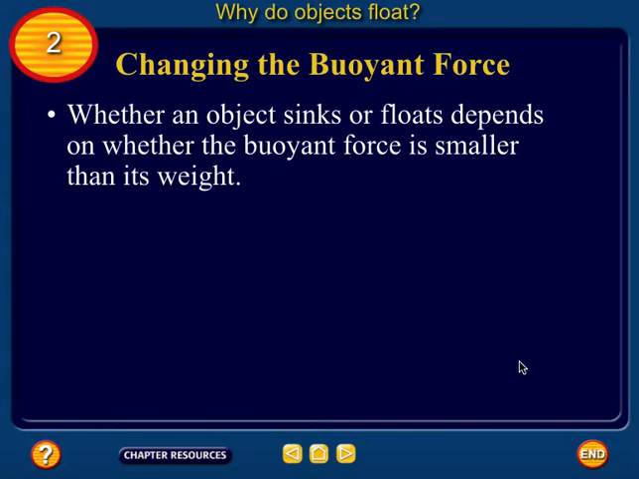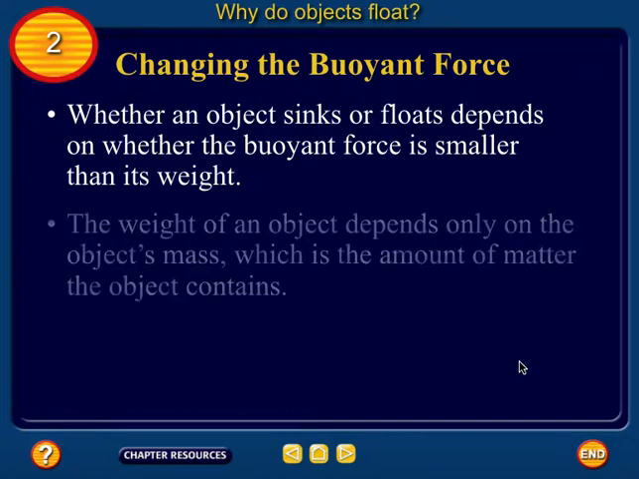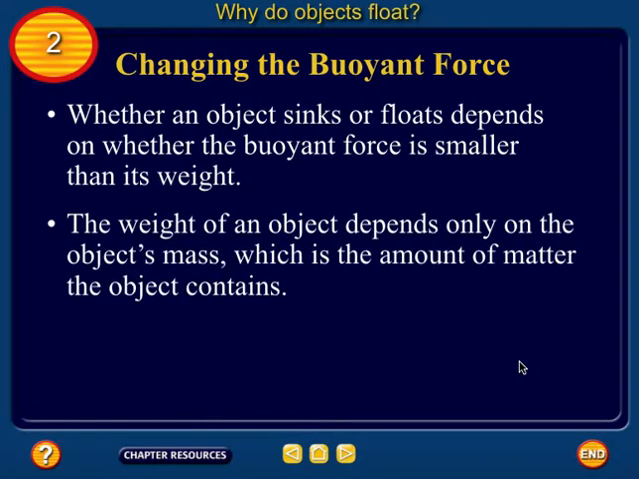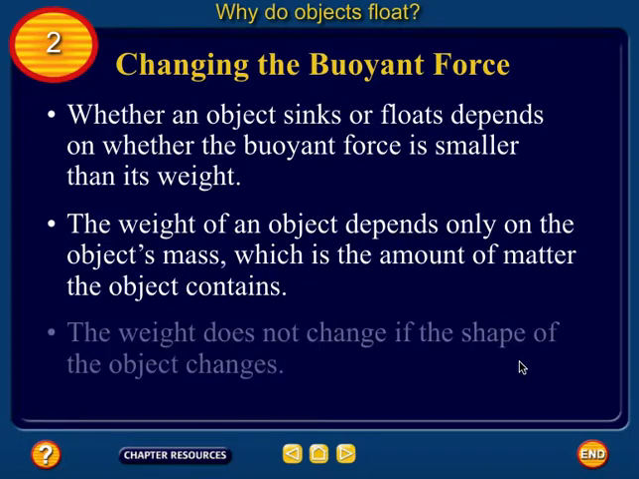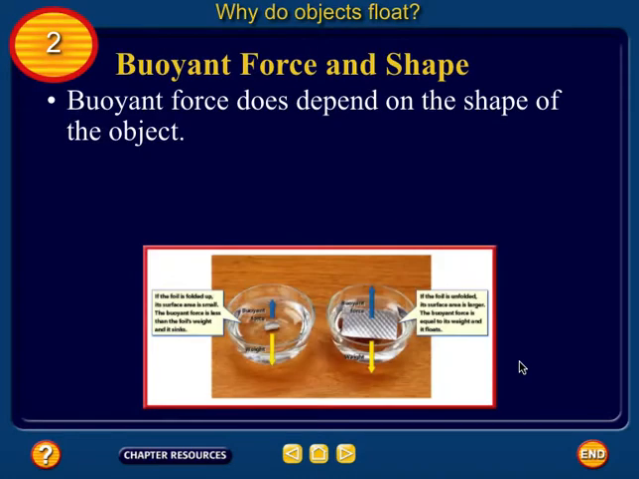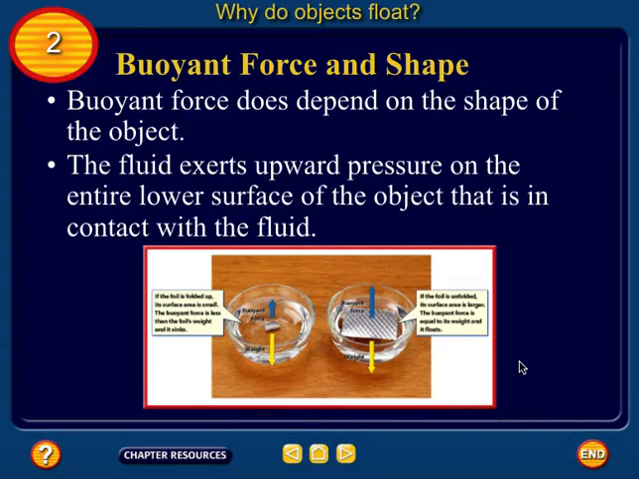Changing the buoyant force. Here you're reading on page 350. Whether an object sinks or floats depends on whether the buoyant force is smaller than its weight. The weight of an object depends only on the object's mass, which is the amount of matter the object contains. The weight does not change if the shape of the object changes. The buoyant force does depend on the shape of the object. The fluid exerts upward pressure on the entire lower surface of the object that is in contact with the fluid.